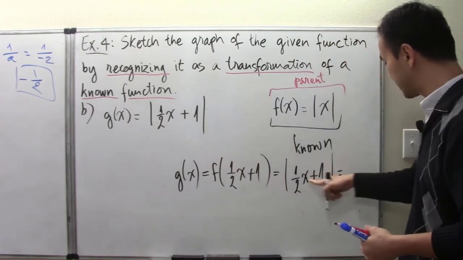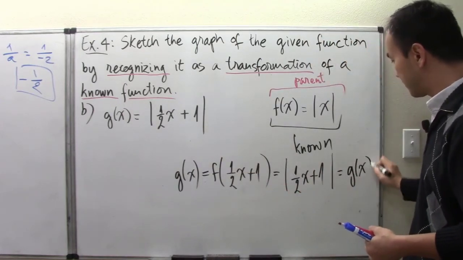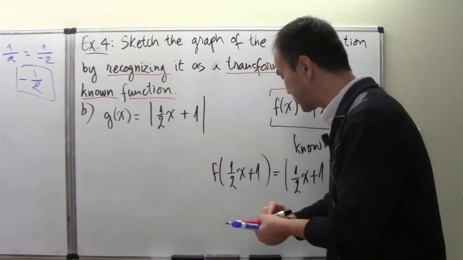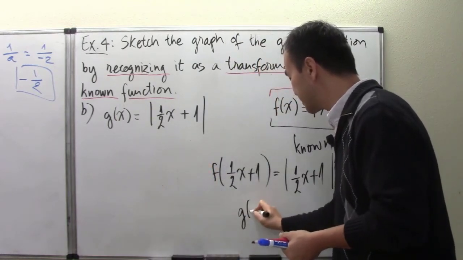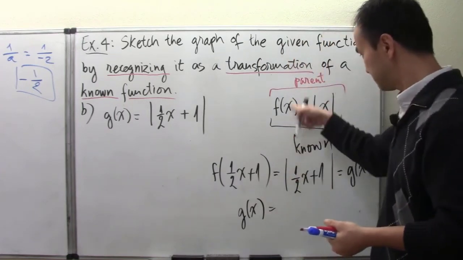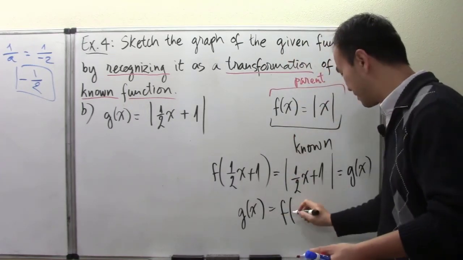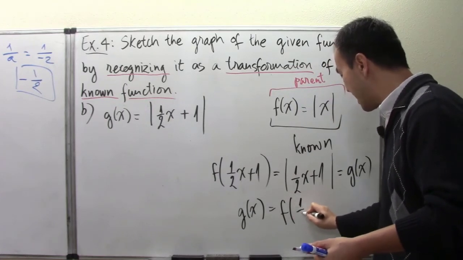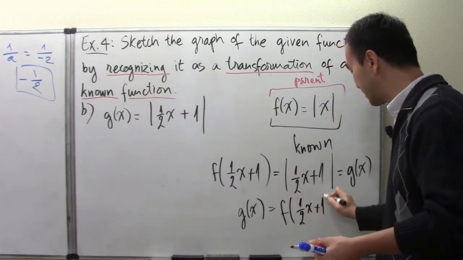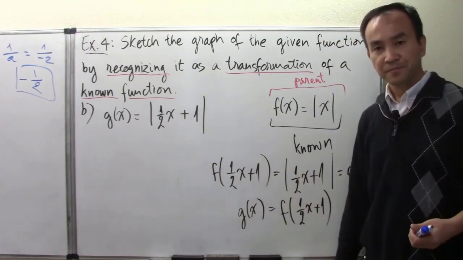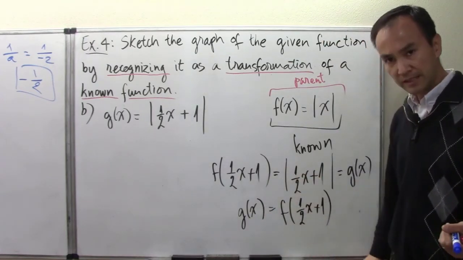So I recognize that this is g of x. Okay, and so in that way, now I see that g of x is related with this f of x here. So now we can legally say f of x is the parent function, but it's f of 1/2 x plus 1. That's how I see the relationship between g of x and f of x. Okay, that's how we got it set up.